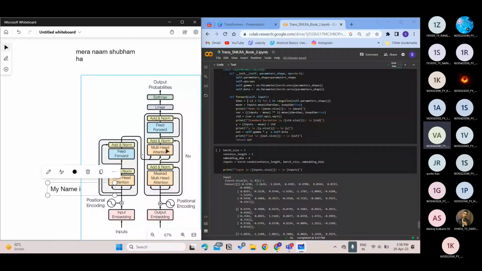After that, it pays attention to all the things that it got. After paying multi-head attention, it gives the result to the feedforward network. The feedforward network then plots "name" to "naam", and then you get "mera naam" as output. Then you pass "mera naam" as input.